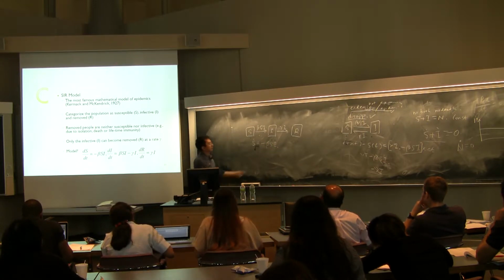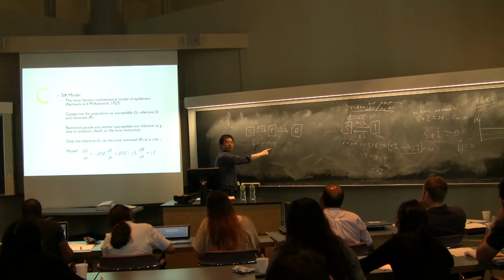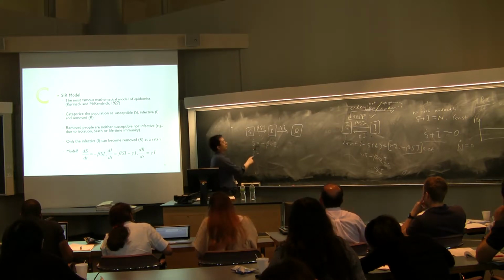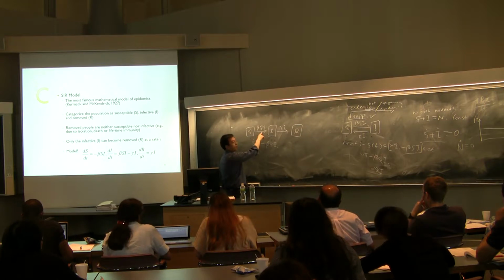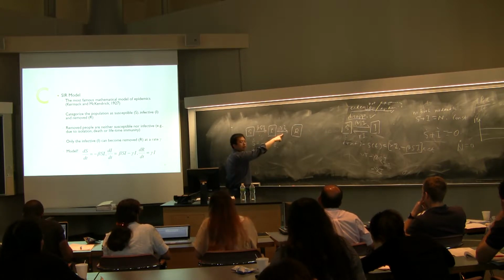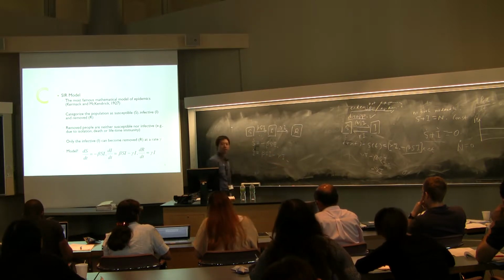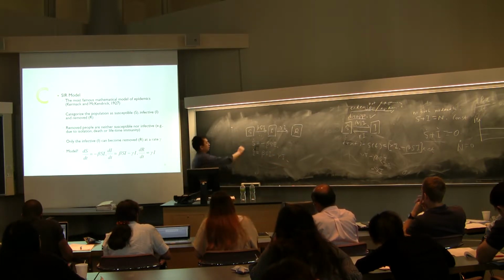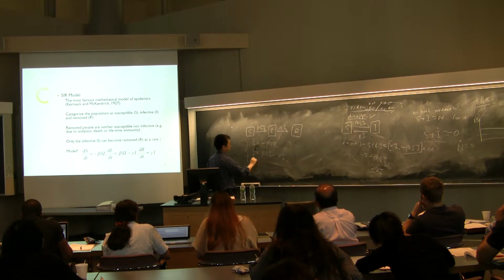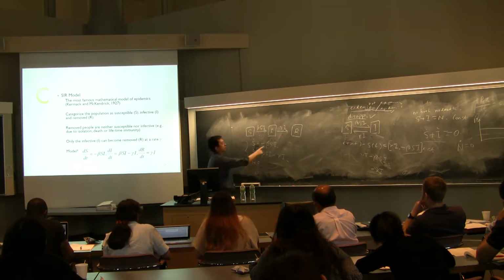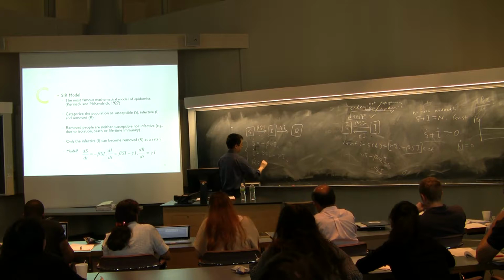Right? Decrease of S due to infection. So what's the equation for I? Increase of I due to infection and decrease of I due to recurring. And what's the equation for R? Increase of R due to recurring.